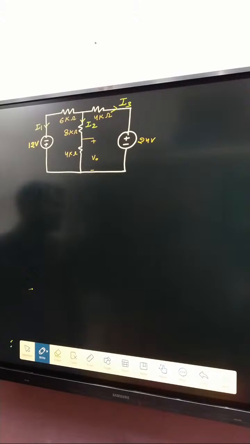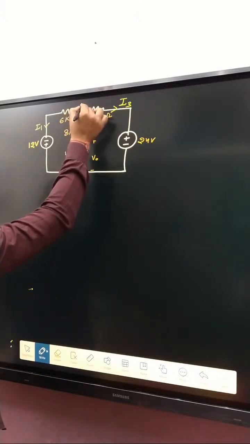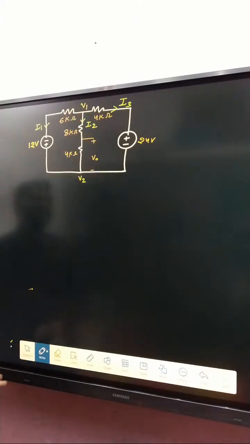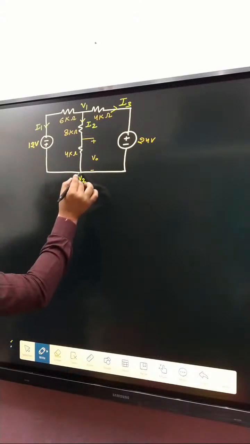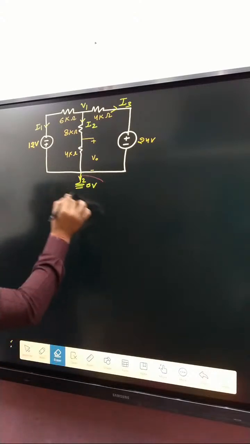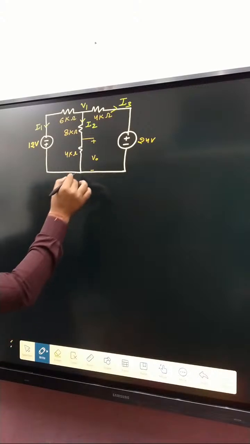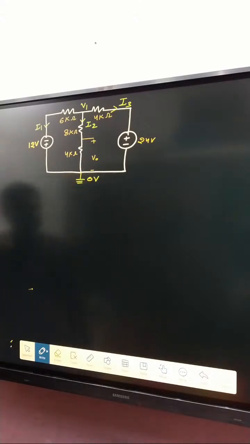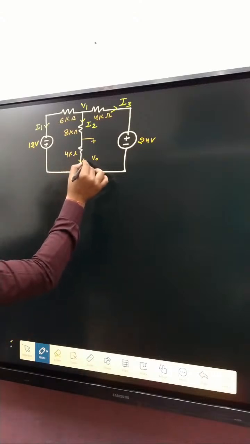Second step, nodal analysis says assign node voltages. There are two nodes, here V1 and here V2. Third step, take one node as the reference node. If this one is taken as the reference node, that means it is 0 volt. After that, apply KCL.